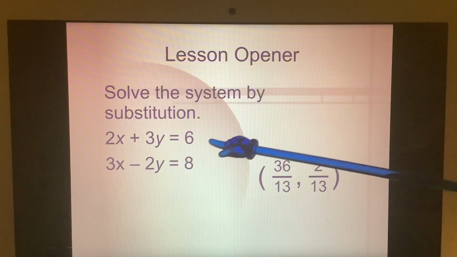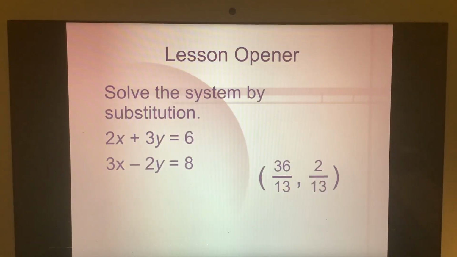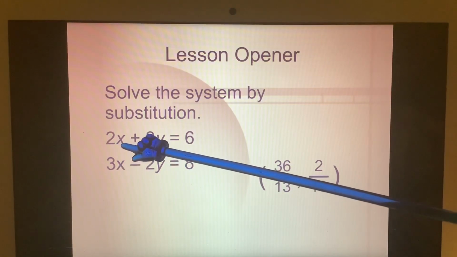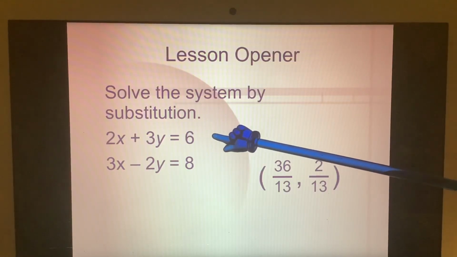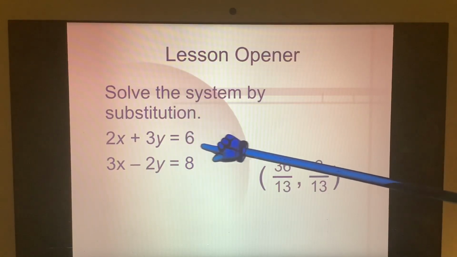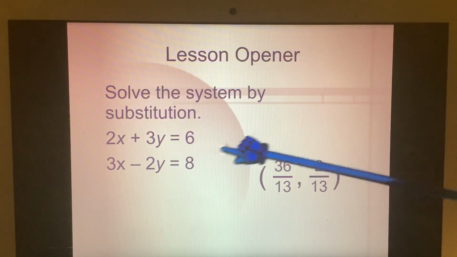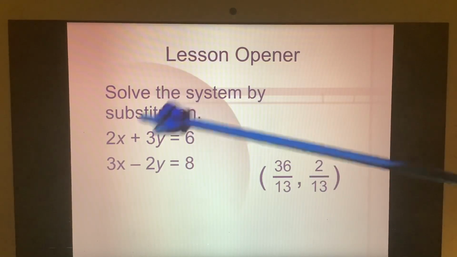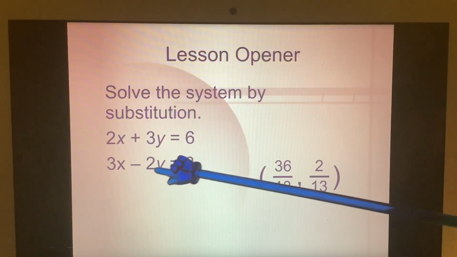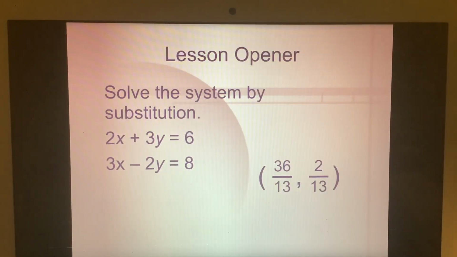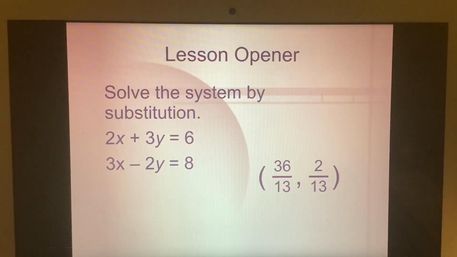I subtract 3y. So this is going to become 6 minus 3y. And then I have 2x equals that. So now I need to divide by 2 and have the x by itself. So x now is going to be equal to 6 minus 3y divided by 2. And that's going to be my x. And then I'm going to take that and plug it back in here for the x, because I have 3x. And then that way I can solve for y, and then that will give me 36 over 13 for x and 2 over 13 for y.